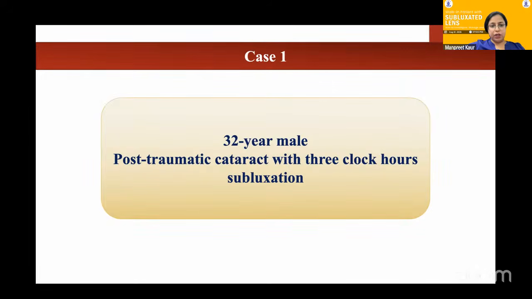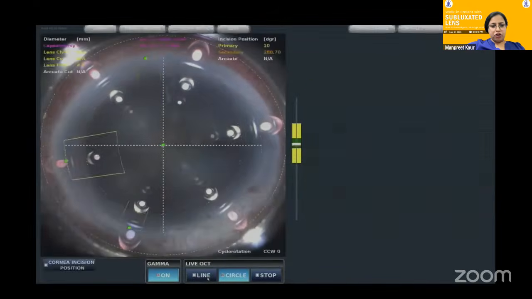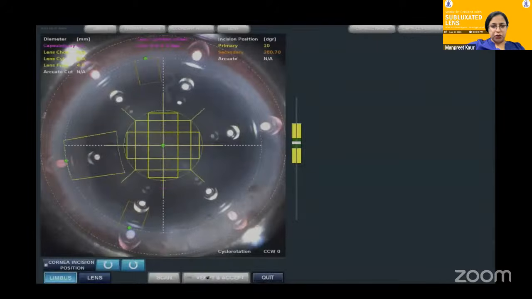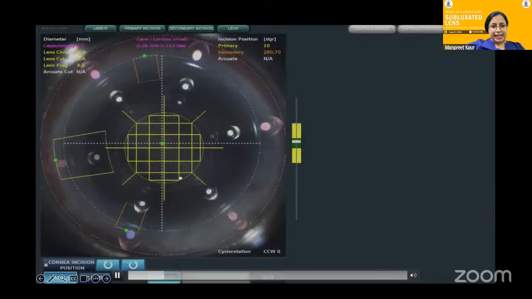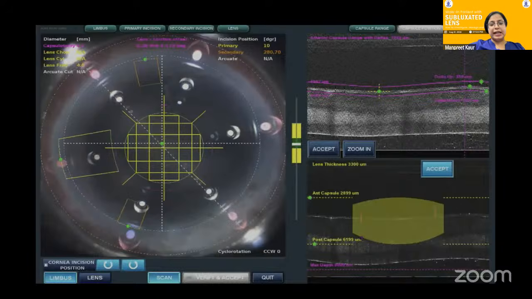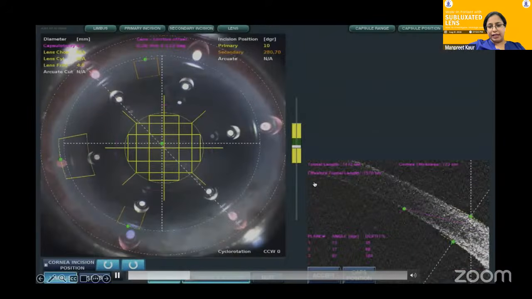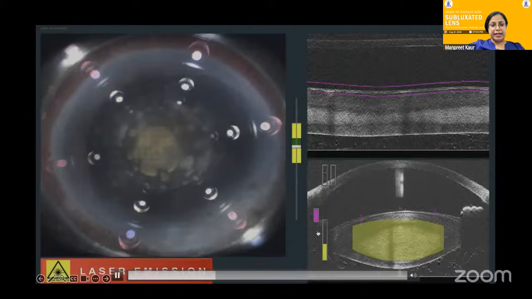So this is a 32-year-old male with post-traumatic cataract with 3 clock hour subluxation. If you see, a LenSx platform was used in this case, though any platform may be used. You can alter the position of the capsulotomy as per your area of subluxation, so making it centered is much easier. You can see where your lens is, and you get real-time imaging on the right hand side, in which you can see the lens tilt as well.